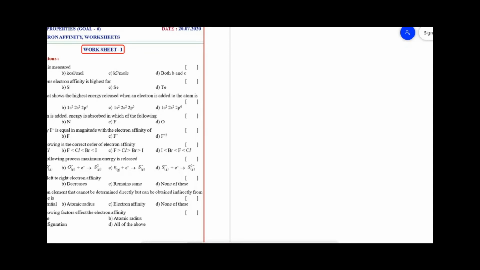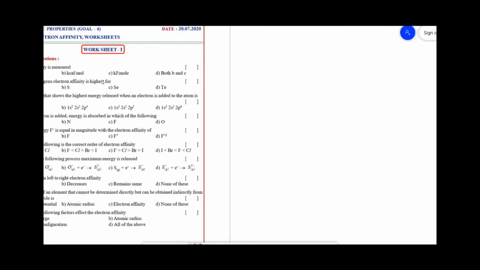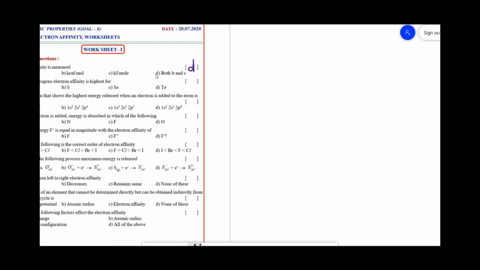Next, electron affinity is measured in. So electron affinity will have units of calories, joules. So the answer is both B and C. So the answer is D. Electronegativity does not have any units, but electron affinity and ionization energy will have units.